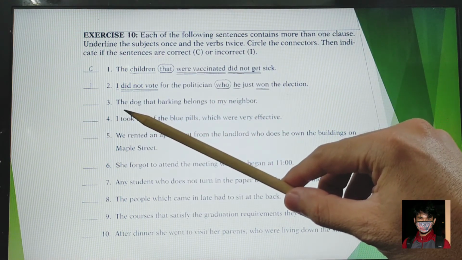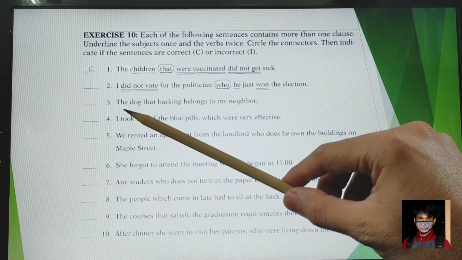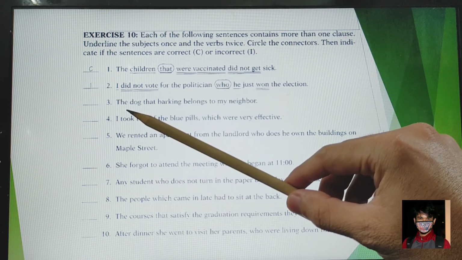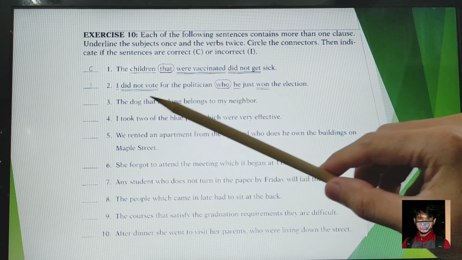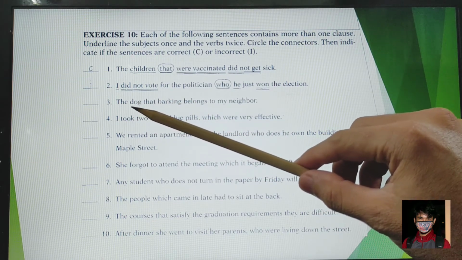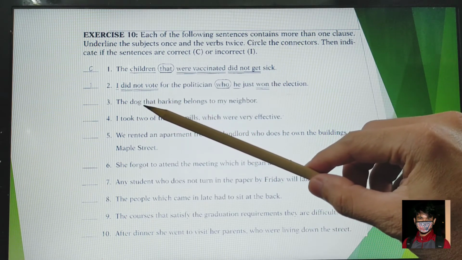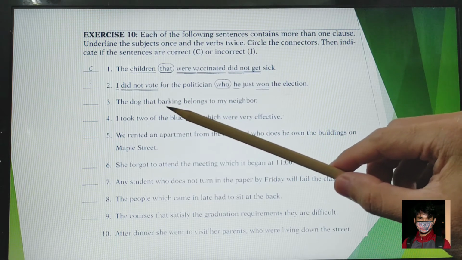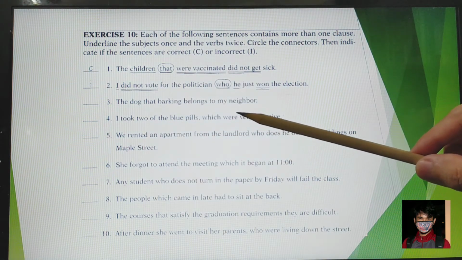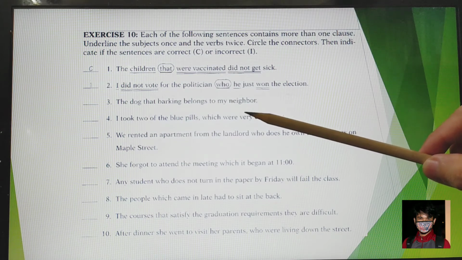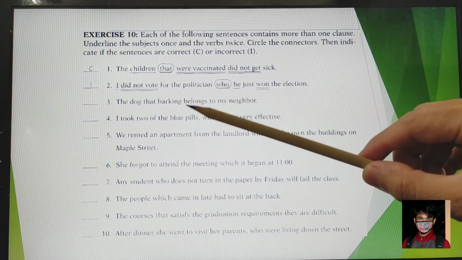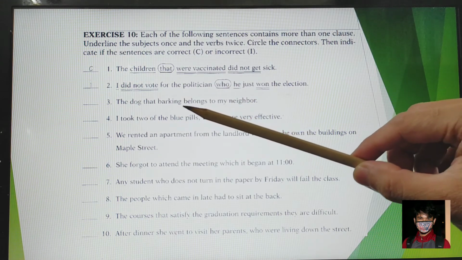Okay, next, go to number 3. For number 3 itself, the dog that barking belongs to my neighbor. So what about number 3? Is it correct or incorrect? Find out the subject first. The dog, and that as the connector for the adjective clause, and barking belongs to my neighbor. But the question is, which one is the main verb? Of course, this is the main verb.